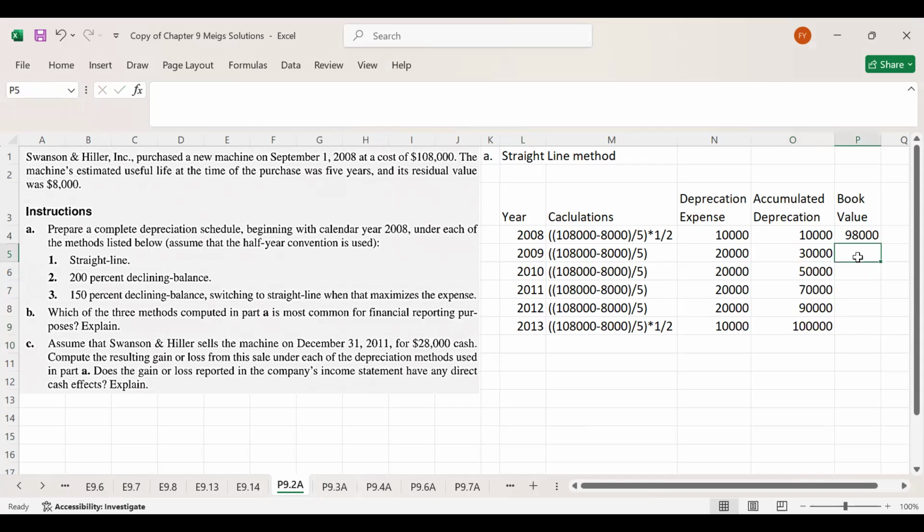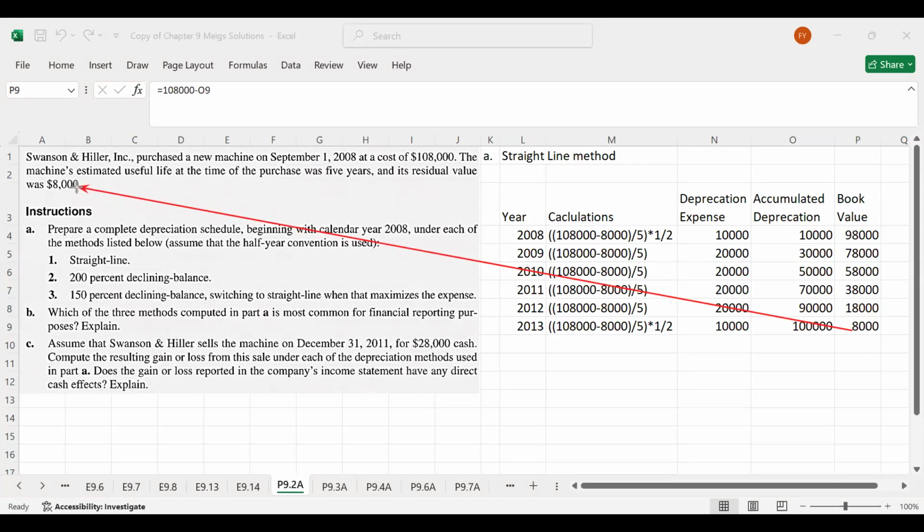So book value is cost minus accumulated depreciation. So cost is 108,000, and the accumulated depreciation, here we have this column. So we deduct it. And you can see we have the book value remaining, which is equal to the scrap value or salvage value of the asset. So the remaining book value at the end of the useful life should be equal to its residual value.